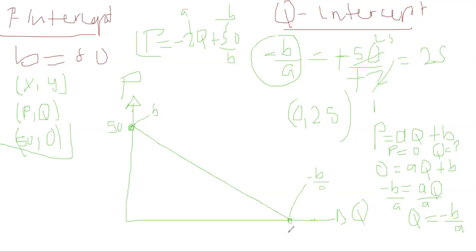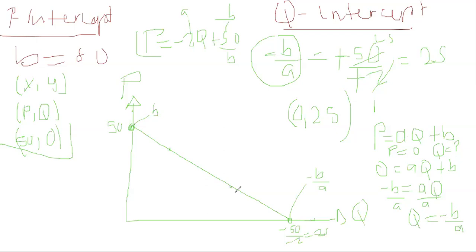Now we said the Q intercept is nothing but minus B over A. And we know that we have minus, and we know that B is what? Is 50. Then over A, and A is what? -2. So this will give us nothing but 25. So this point is 25. So there could be other points here.